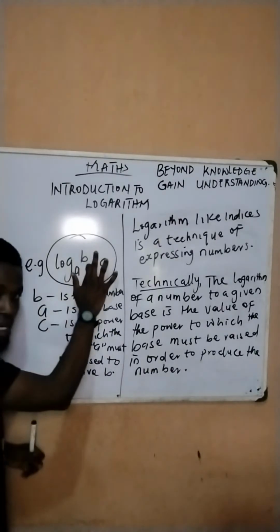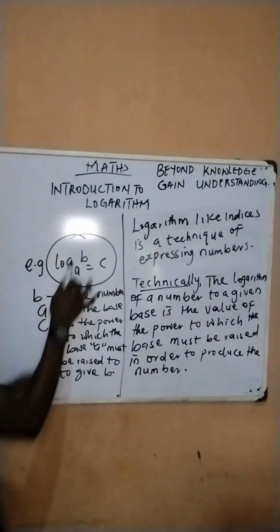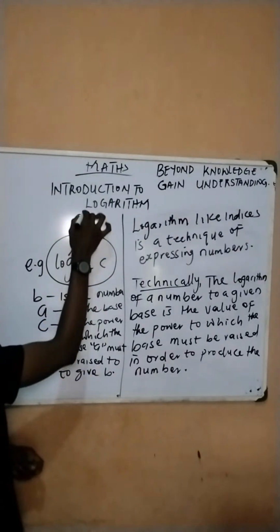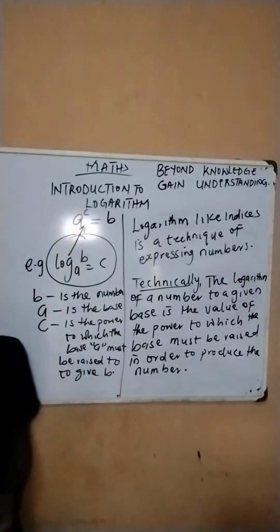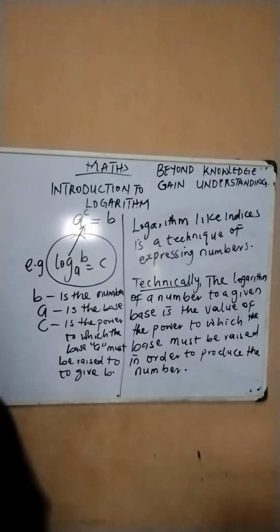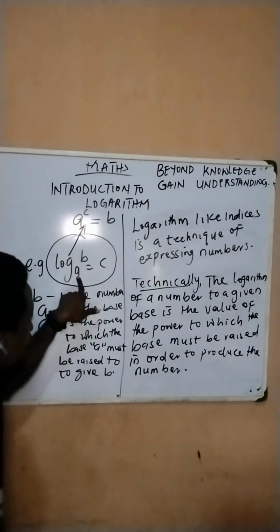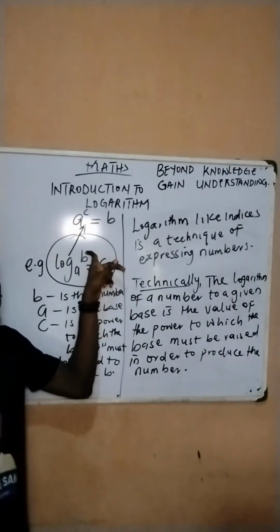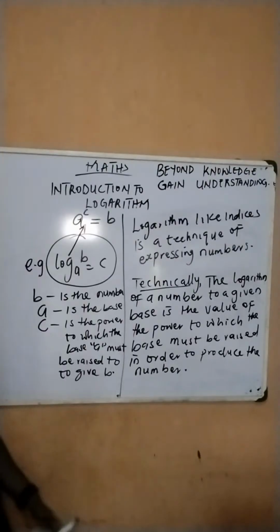Log b base a equals c. This is what it simply means. We can represent this as a raised to the power of c equals b. This is the basic idea of what logarithm is talking about. The base raised to the power of c, what you have here, will give you the value of the log, which is your b here. That's the basic idea. I hope this is clear.